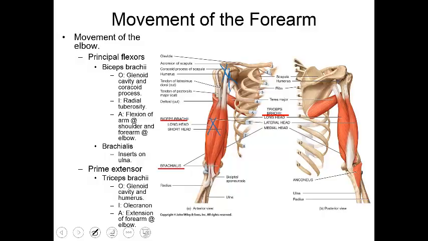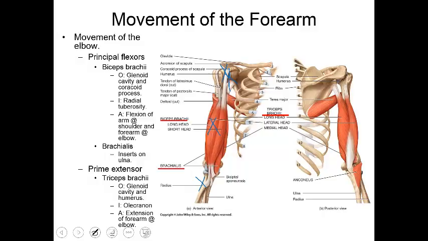It travels towards the elbow, or the cubital region, and inserts itself on the radial tuberosity right there. So the radial tuberosity is that little bump right underneath the head of the radius. And this is a flexor, meaning that it helps you decrease the angle of your elbow.